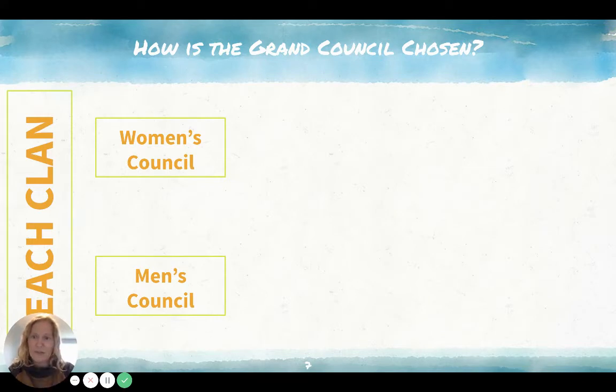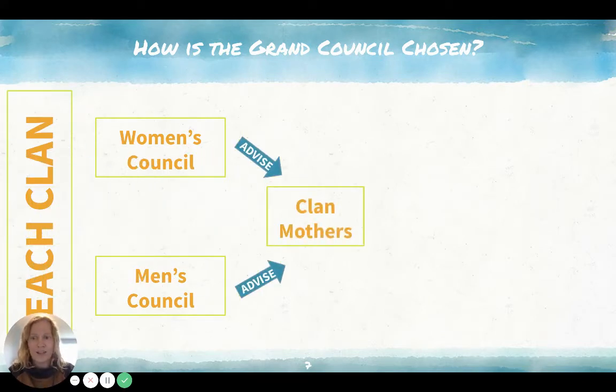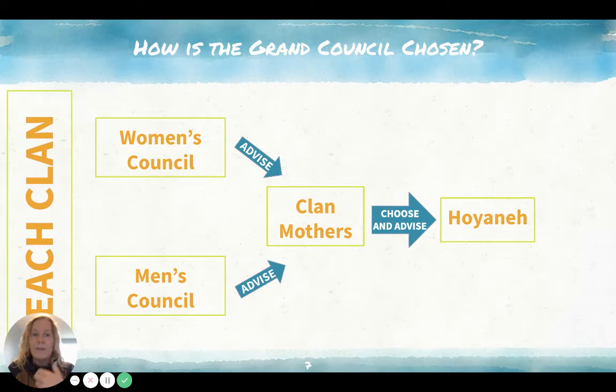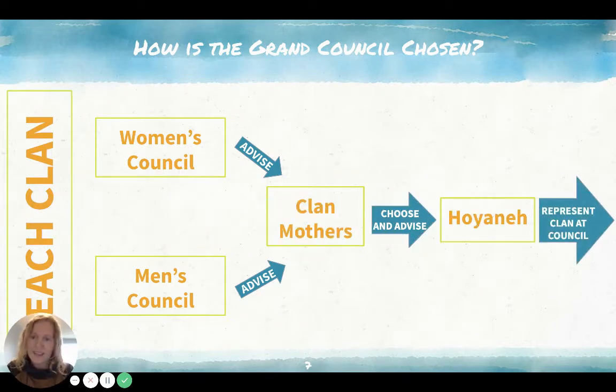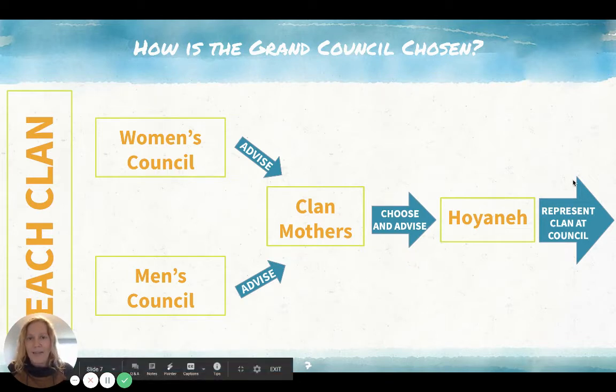Then the women's council and the men's council advise the clan mother. So the clan mother says, okay, what did you guys talk about? How do you feel about everything when you're making a decision? And they let the clan mother know that information. The clan mother then not only picks, but also advises the chief or the Hoyana. So once everyone's told the clan mother how they're feeling, the clan mother then goes and tells the Hoyana or the chief what the clan wants them to do. And then the Hoyana or chief needs to take that information and go make sure that they are representing their people at the Grand Council.